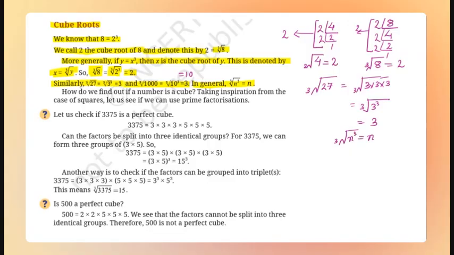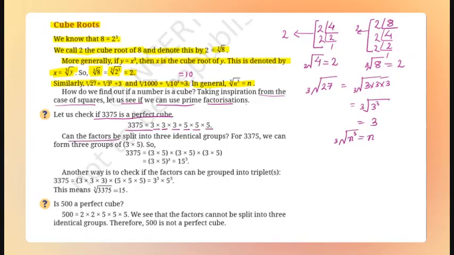So how do you find out if a number is a cube? Taking inspiration from the cases of the squares, let us see if we can use the prime factorizations. So let us check if 3375 is a perfect cube. So 3375 को कैसे स्प्लिट कर सकते हैं? जब आपने इसके फैक्टर्स निकाले तो it can be written as 3 times 3 times 3 times 5 times 5 times 5.